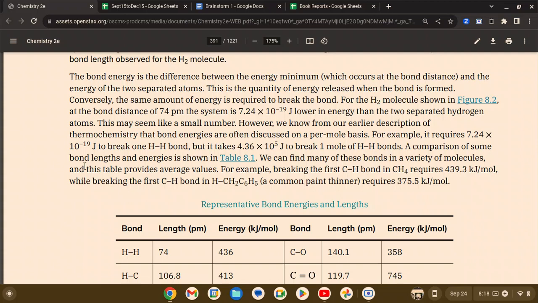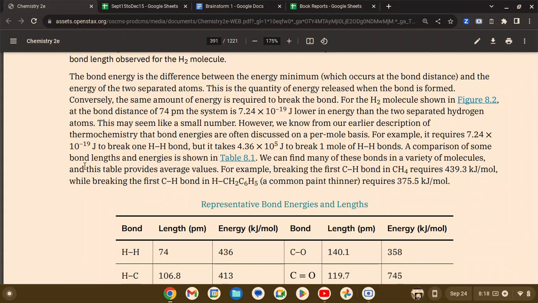But it takes 4.36 times 10 to the 5 joules to break 1 mole of hydrogen bonds. A comparison of some bond lengths and energies is shown in Table 8.1. We can find many of these bonds in a variety of molecules, and this table provides average values.